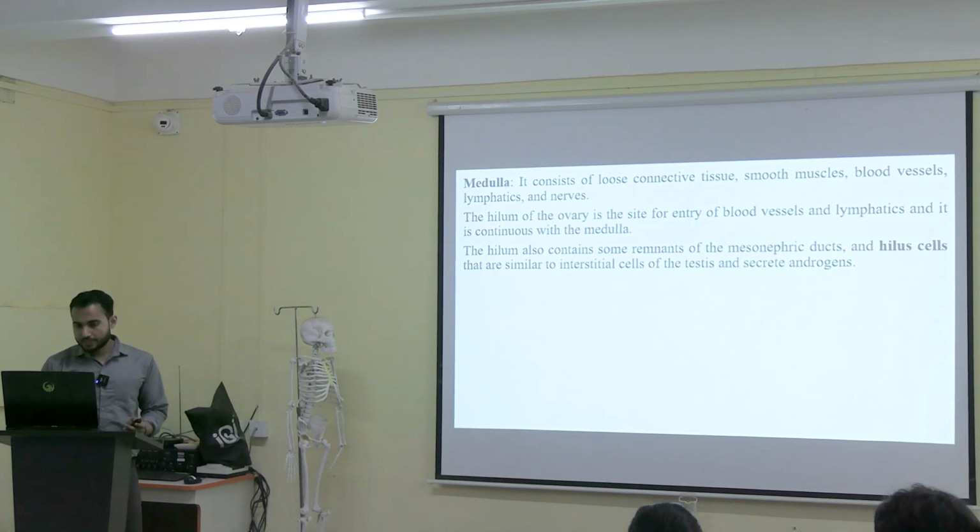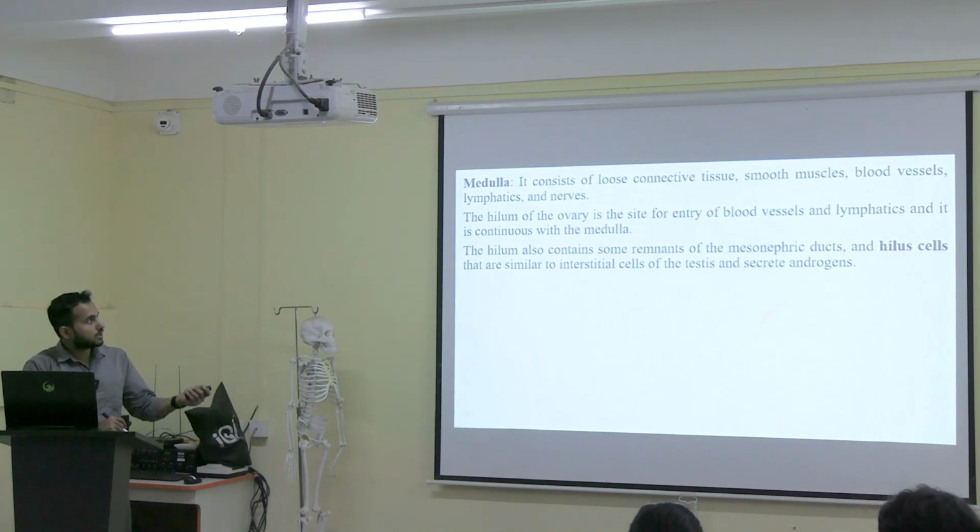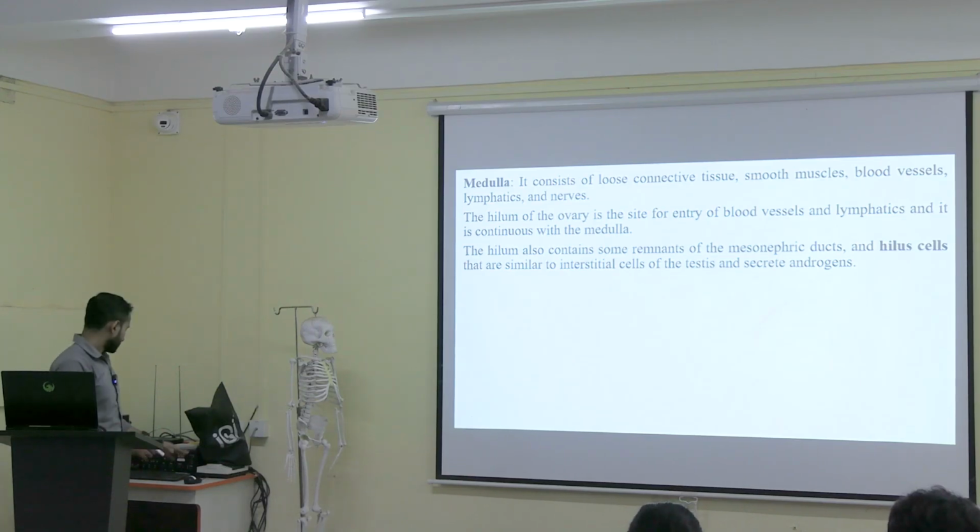So what is present in the medulla? Loose connective tissue, smooth muscles, blood vessels, lymphatics and nerves. Along with that the hilum is also present. In the hilum there are remnants of the mesonephric duct and hilus cells, and the main function of these hilus cells is that they secrete androgen in the female. That is the structure of the medulla.